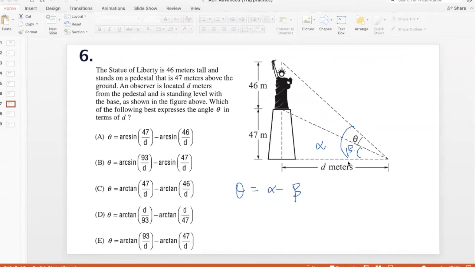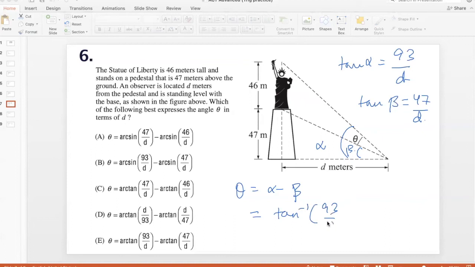And if I write tan alpha, then I can write tan alpha as 46 plus 47, which is 93 divided by d, because it will be opposite over base. And if I write tan beta, that would be 47 divided by d. So alpha can be written as tan inverse of 93 by d, and beta can be written as tan inverse of 47 by d. So theta would be arctan 93 by d minus arctan 47 by d, option E.